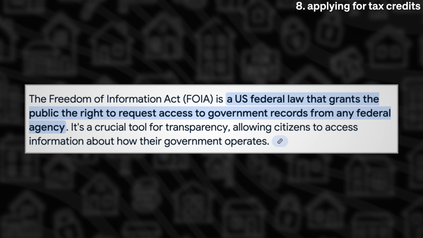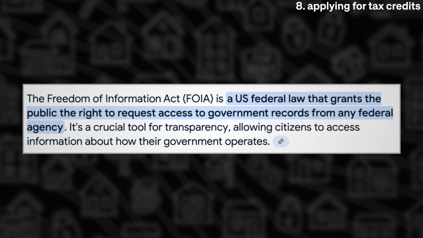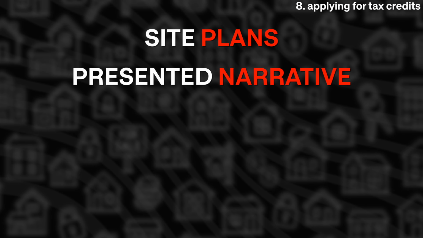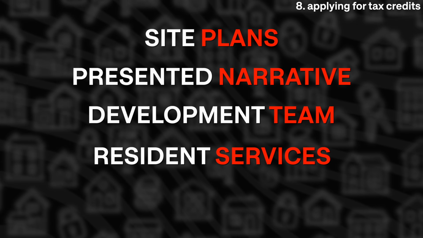And learn from what's worked. Study previous winning applications. Many agencies post them online, or you can request a Freedom of Information Act or FOIA request. Analyze how high-scoring applications submitted their site plans, presented their narrative, their development team, and their resident services. Look at how they structured their sources and uses, how they met threshold criteria, and earned points in optional scoring categories.